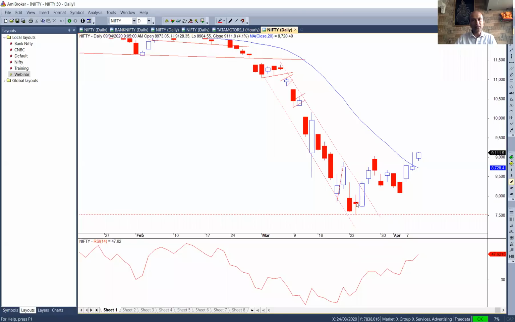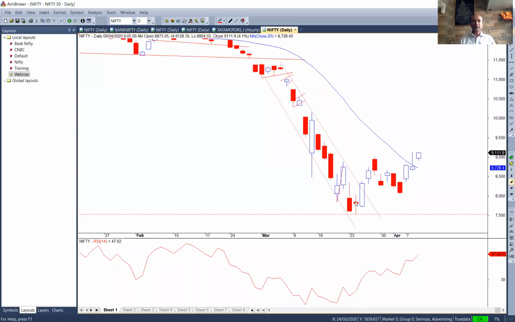The market opened the next morning. We made a low of 7511 and we reversed back sharply from there. Can you see that? After that, we reversed back sharply on the upside. And this reversal came at the time when things were just too shaky. That's interesting because the market formed a low or a bottom on the announcement of the 21-day lockdown.